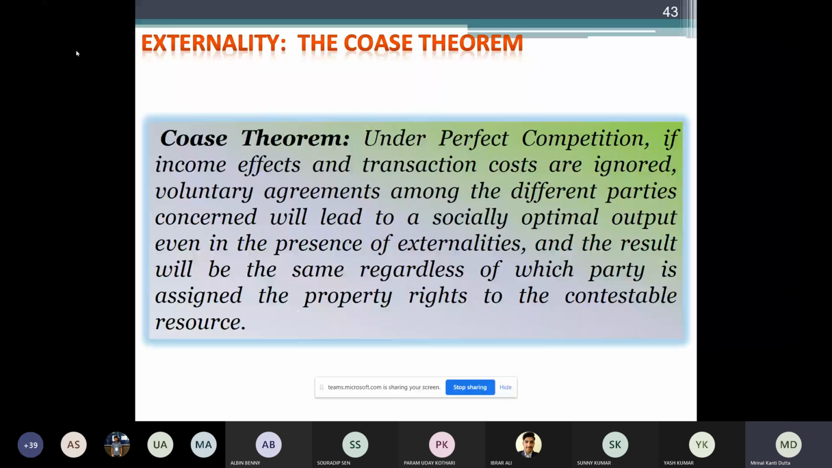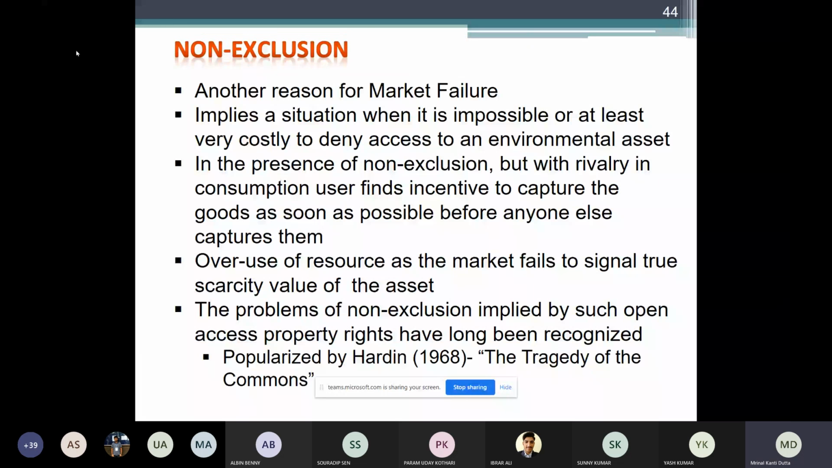The next thing is the issue of non-exclusion. Non-exclusion is also considered to be another reason for market failure. Now here, it is extremely difficult for anybody to exclude somebody from using a particular resource. So normally in case of environmental assets or resources, it happens so. The product or maybe the asset is already available. And in the case of non-exclusion, it is extremely difficult to deny somebody the access to the environmental asset.